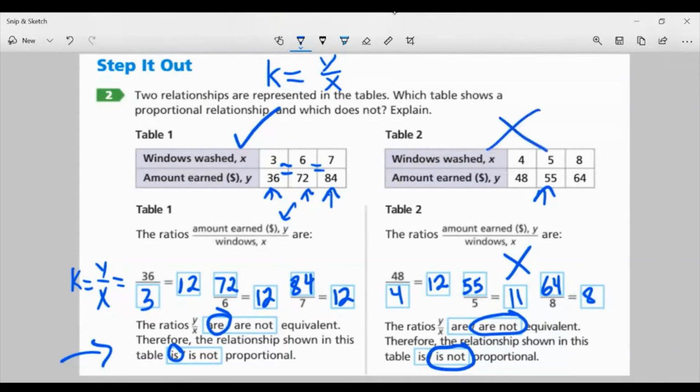Okay, so remember, we're looking for k, your constant of proportionality. That's going to tell you if it's a constant unit rate, or constant rate, if the unit rates are constant. So this is one way that you can solve that: taking y over x for each table and making sure they're all equivalent.